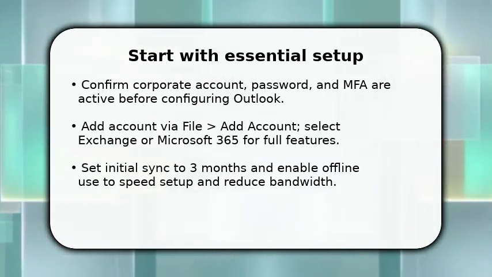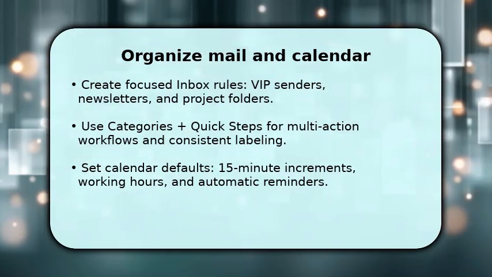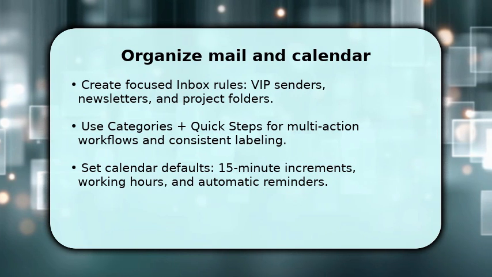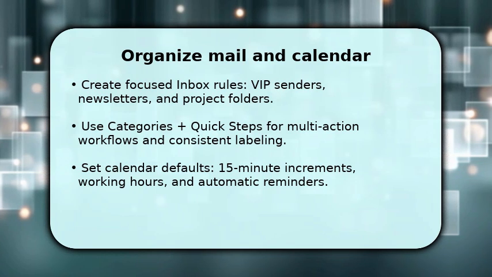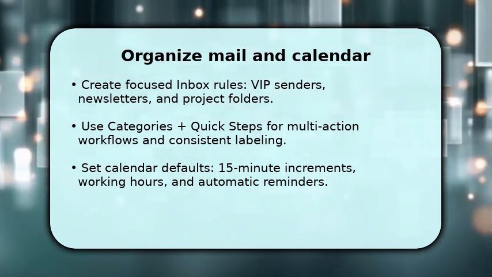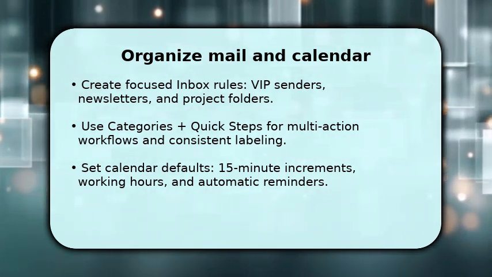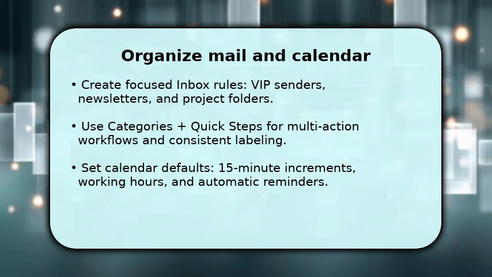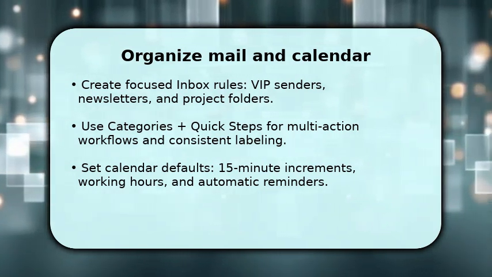You now organize mail and calendar for professional efficiency. Start by creating inbox rules that move VIP senders to a focused folder and route newsletters to a digest folder. This reduces clutter. Then, apply categories and quick steps to tag and process messages with a single click, because consistent labels make search and delegation reliable. For calendar, set 15-minute increments, your working hours, and default reminders so scheduling is predictable. Once configured, test a few messages and events to confirm the rules and categories work as intended.